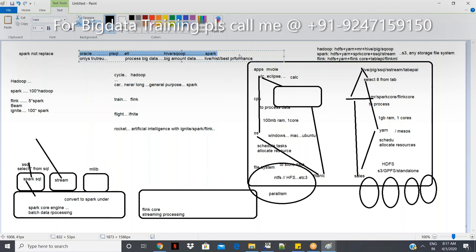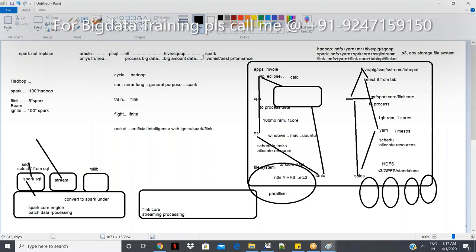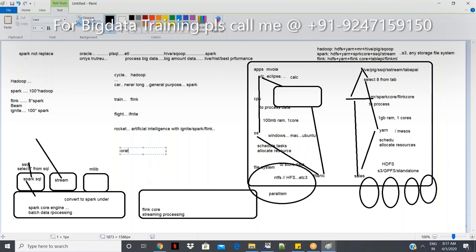Everything you do in Oracle, you can do in Spark. But instead of using the Oracle processing engine, you are using the Spark engine. That is the only difference. Don't imagine that Spark is a replacement for Oracle. Spark is just an extension to the existing systems. That's why Spark came into the picture. That is the power of Spark. As of now, for the next 5 years, Spark is enough.